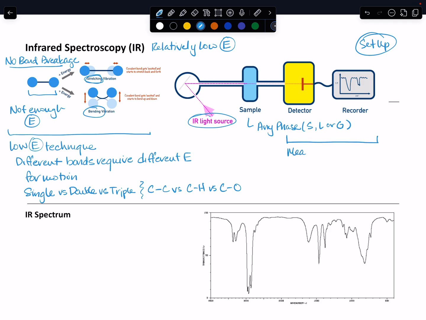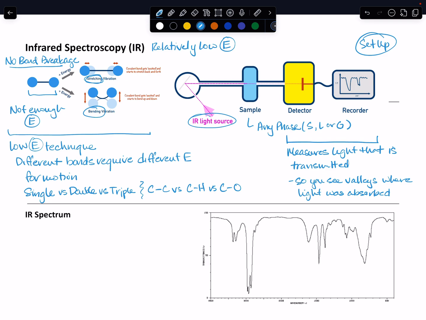Now the detector and the recorder. This experiment measures light that is transmitted. So you see valleys where light was absorbed. We'll see other techniques that show you what was absorbed. So you have peaks where things get absorbed. This just happens to be a transmitted spectrum.